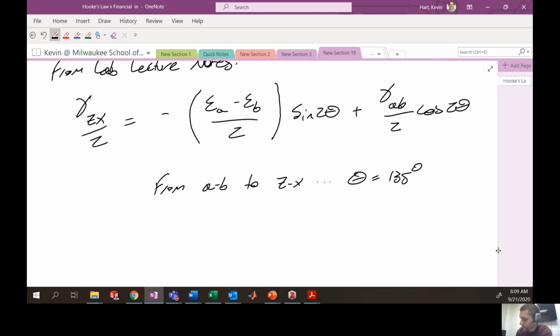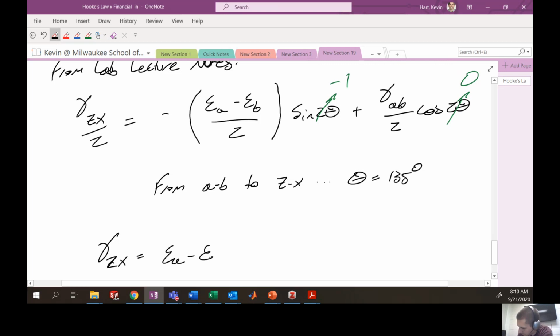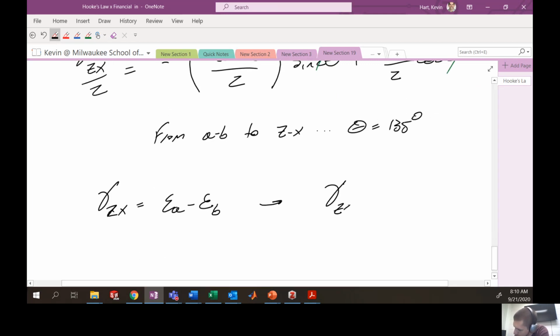All right. So if theta is 135 degrees, this term is going to go to -1, and this term is going to go to 0. The sine of 270 is -1, the cosine of 270 is 0. So what that means is you'll have gamma ZX, which is going to be simply epsilon A minus epsilon B, or in terms of the strain readings from the lab, specifically at point B, epsilon 4 minus epsilon 2.